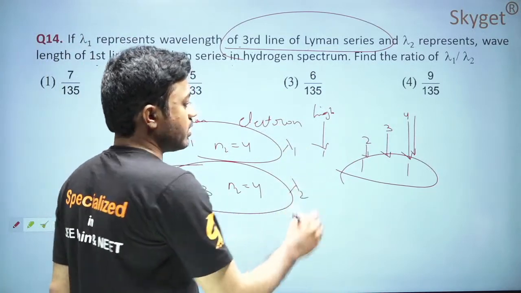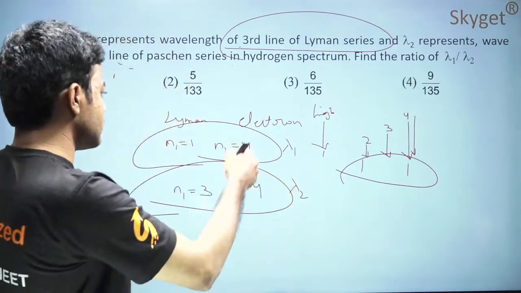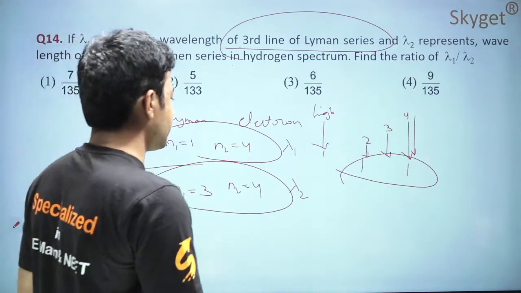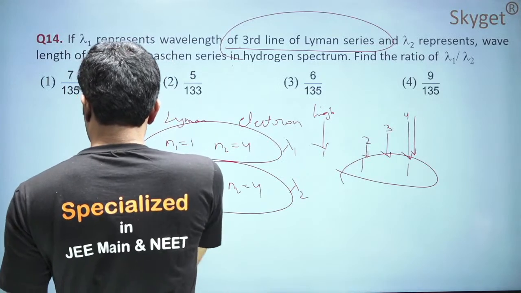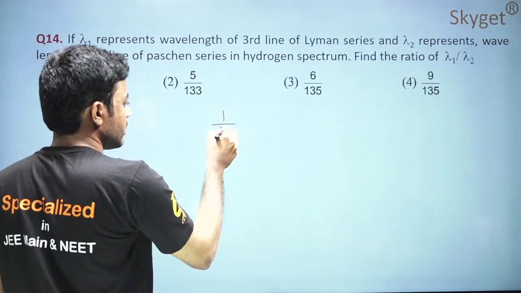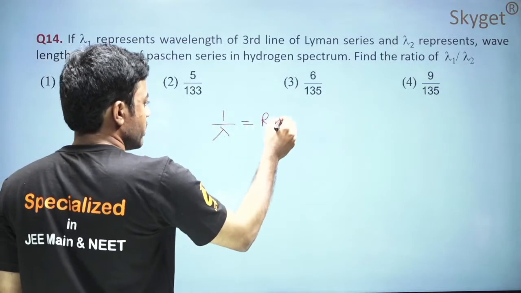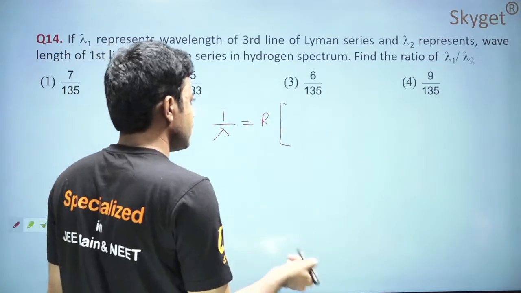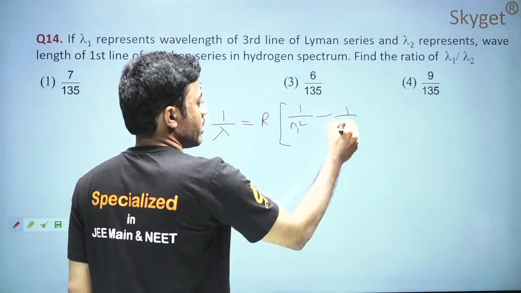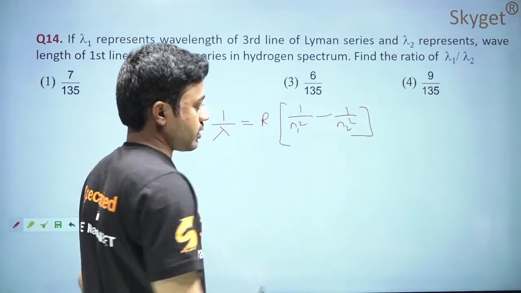and let them be lambda 1 and lambda 2. So he is asking the ratio of these wavelengths. To find this, you can do it simply. You have the relation between the wavelength and the number of the orbits: 1 by lambda is equal to R, where R is the Rydberg's constant, into 1 by n1 square minus 1 by n2 square.